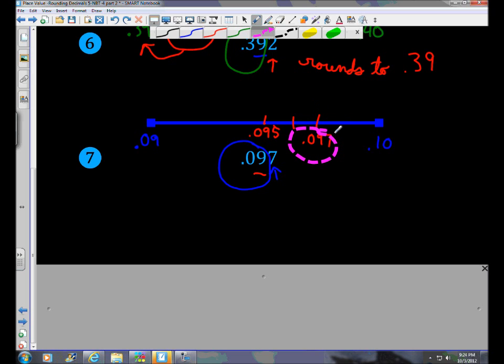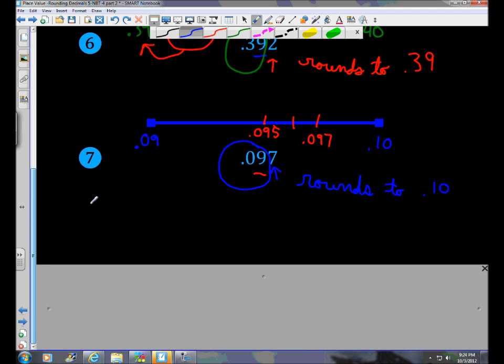And you can clearly see that it is indeed closer to 10 hundredths or 1/10. So in that case, and since we're rounding to the nearest hundredth, we can write 97 thousandths rounds to 10 hundredths, and really it is equal to 1/10.